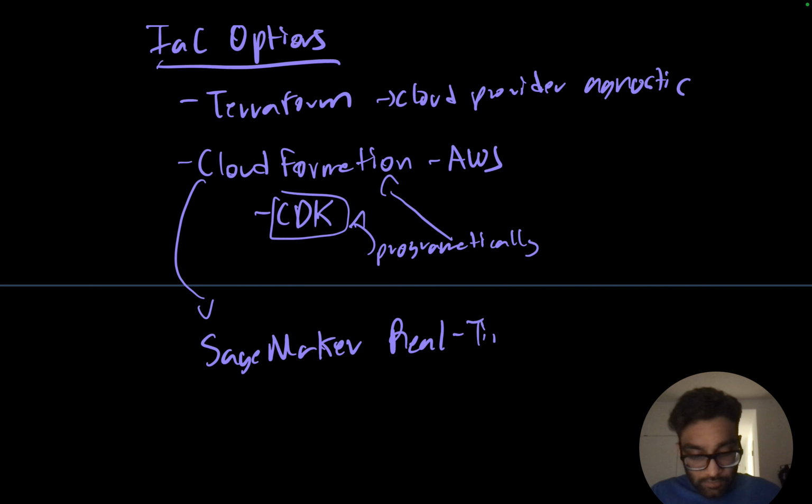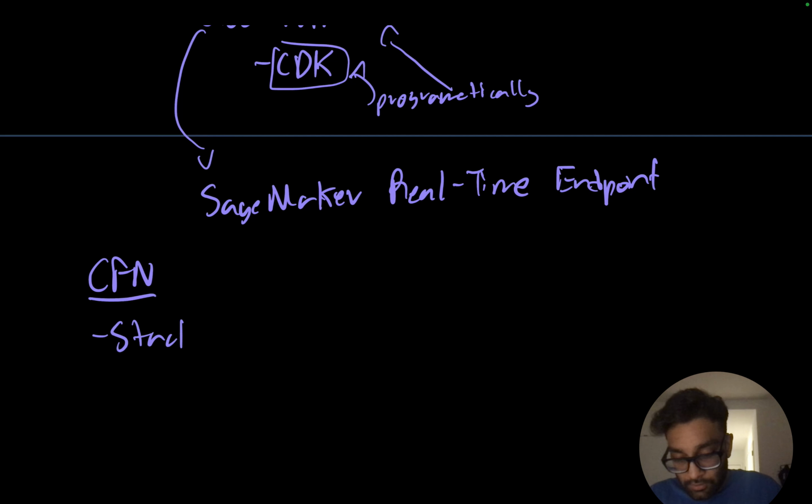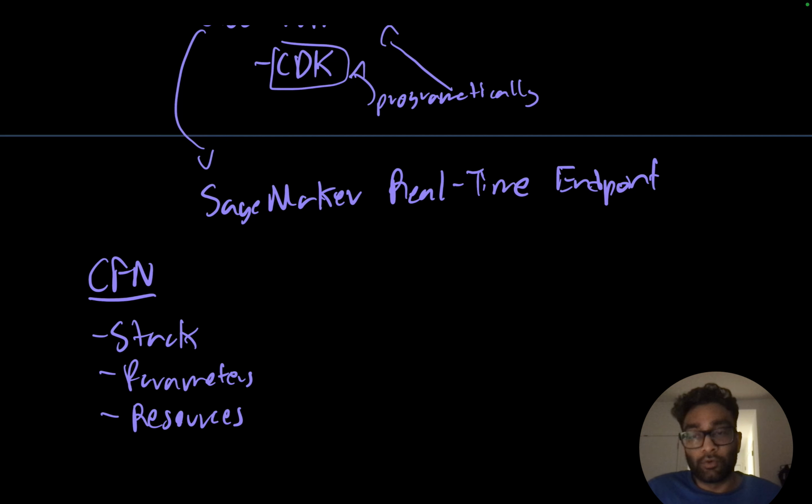So the things that you'll learn today with CloudFormation, which is the IaC service of choice within SageMaker, are what's a stack, what are parameters, and what are resources. There might be some deeper nuances that you discover as you play with the service more, but in essence, these are the three core principles that you need to understand to really get started with working on it.